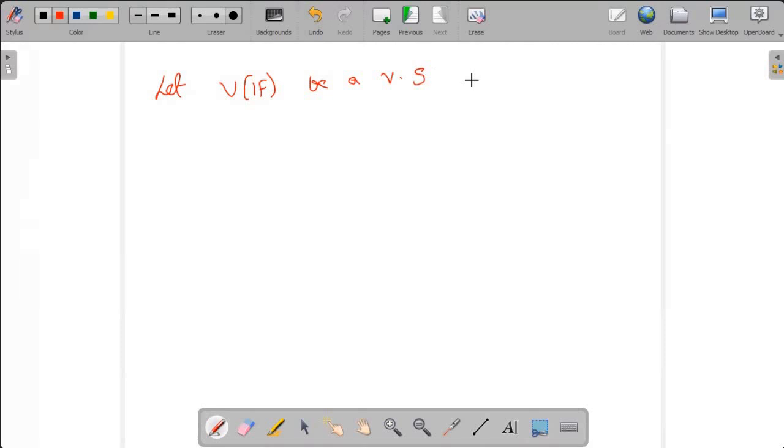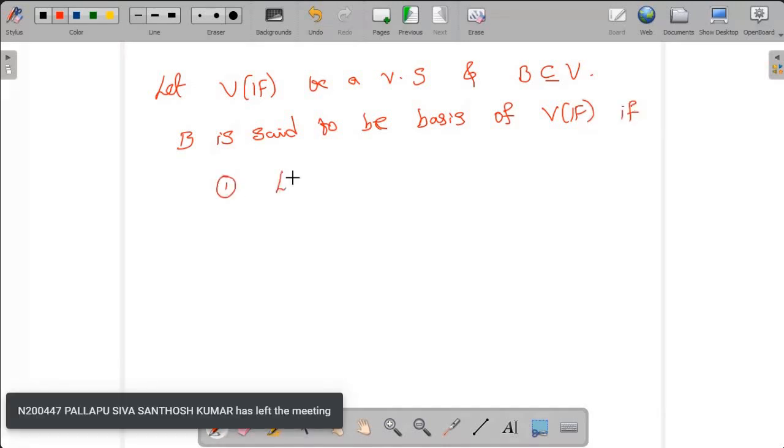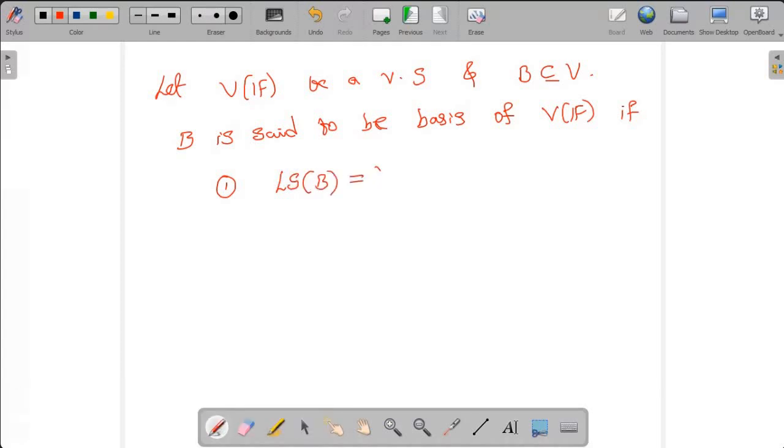Let V over F be a vector space, and it is given that B is a subset of V. B is said to be a basis of the vector space V over F if, one thing, it has to span the entire vector space, that is, the linear span of B must be equal to V. And the second condition, that set must be the smallest set. It means that set must be linearly independent, no extra luggage. B is linearly independent.